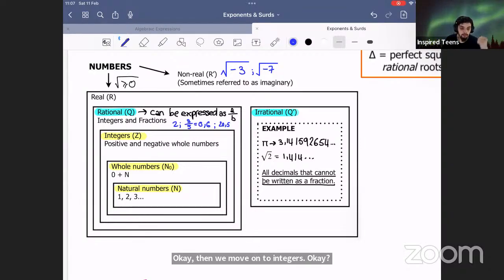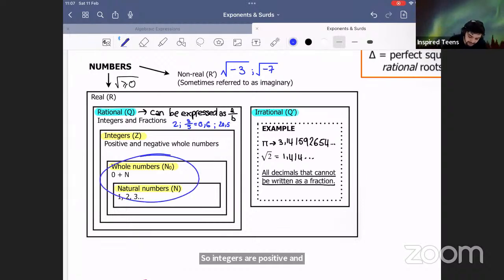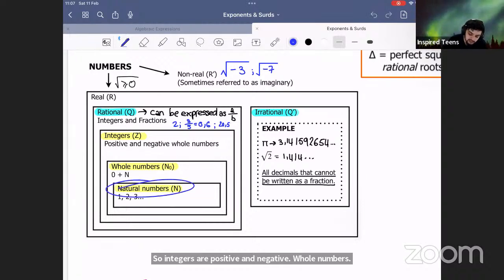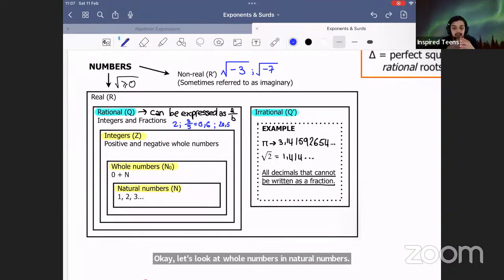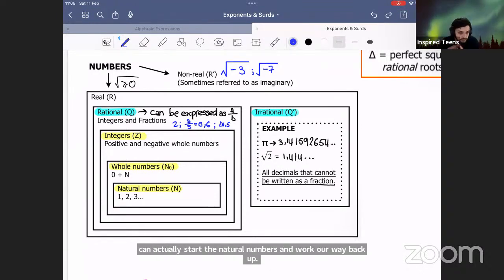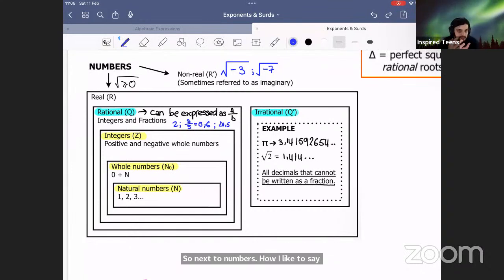Okay, let's look at whole numbers and natural numbers. We can actually start at natural numbers and work our way back up. Natural numbers, how I like to say, is the way we count naturally. When you're playing hide and seek, I hope no grade 11s are playing hide and seek, but when you were 8 and you were counting, nobody started counting saying, I'm counting 0, 1, 2, 3. Okay, maybe some people did. Never mind, bad example. But natural numbers are how we naturally count.